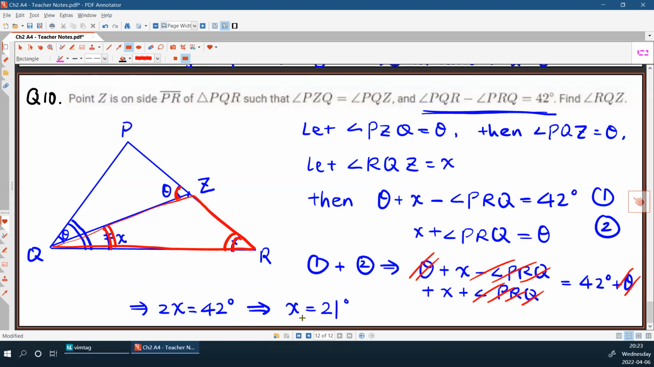Can you follow me? Yeah. Okay, therefore we can make the conclusion. Angle RQZ equals X equals 21 degrees. And this is our final solution. Okay, please have a look at this question and let me know if you finished.